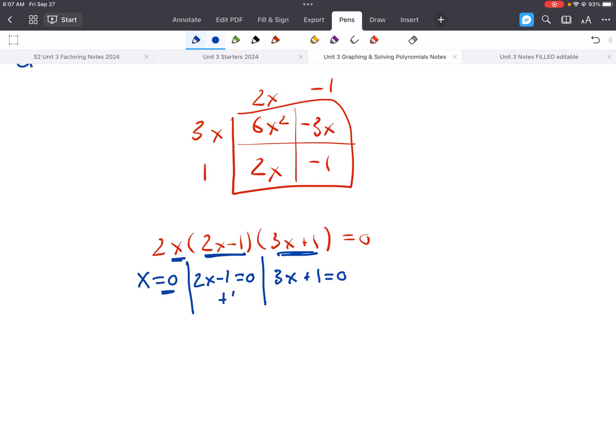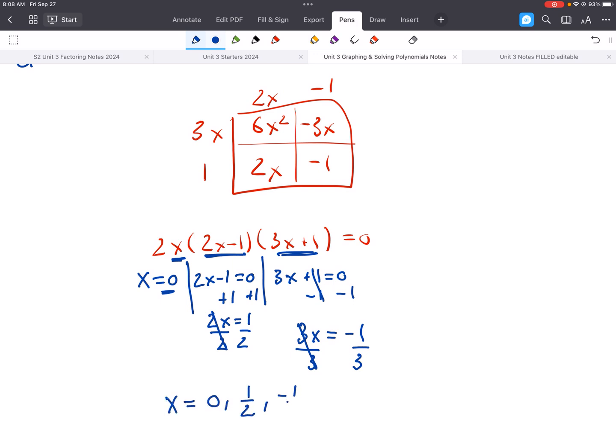And then we'd have to add 1, and then divide by 2. And that would be our second solution. And then for the last, we would subtract 1. Oh, that was not great. 3x equals negative 1. And then we'd divide both sides by 3. And that would give us our last solution. So we'll end up getting our roots would be 0, 1/2, negative 1/3. Okay?